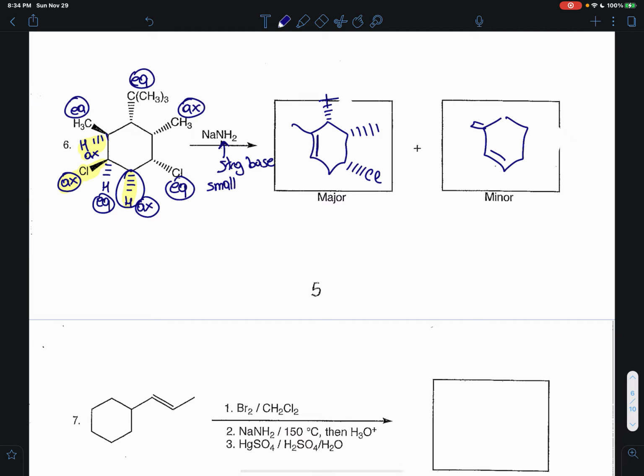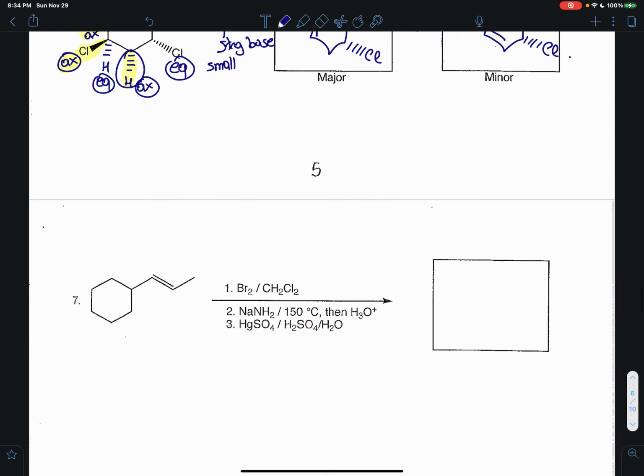And then I'm going to have my CH3 here. I'm going to have a tert-butyl. I'm going to have a CH3 right here, and a Cl here. That's pretty straightforward. It's all just from the old stuff. That's from earlier chapters. All right, now moving on.